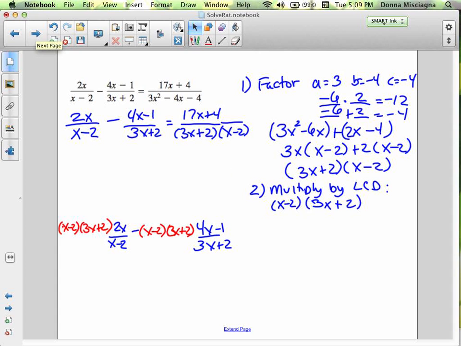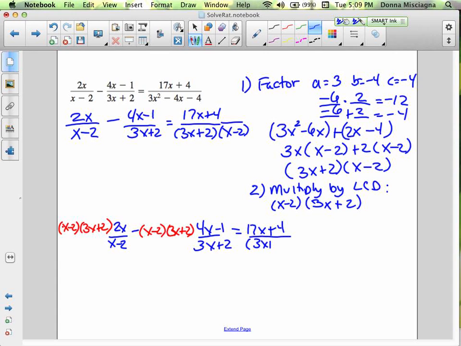And then the last term. So 17x plus 4 divided by 3x plus 2 and x minus 2. So he needs to be multiplied by a 3x plus 2, x minus 2. All right, so now we'll simplify. So technically these are all over 1 if that helps you. That's in the numerator and 1's in the denominator. So the x minus 2 will cancel, right?